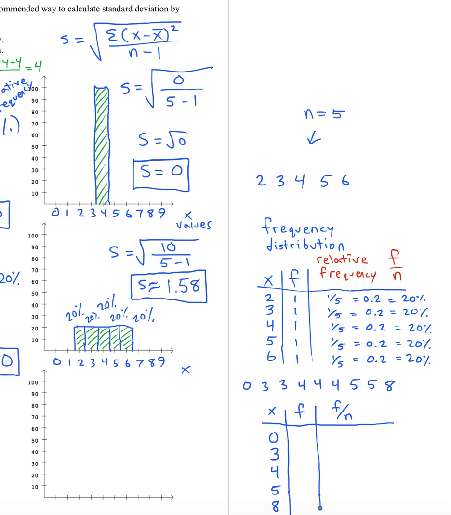Notice that in a frequency distribution, we actually don't include the repetitions. Because the repetitions are counted in the frequency column. You're supposed to say how many times they appear in the data set. So 0 appeared once. 3 appeared twice. 4 appears 3 times. There's 2 5s and 1 8. So there wouldn't be any point in repeating the entries in the X column in this particular type of table.